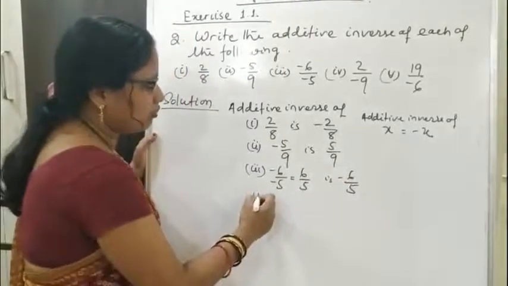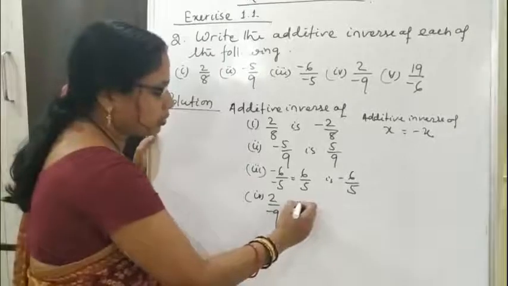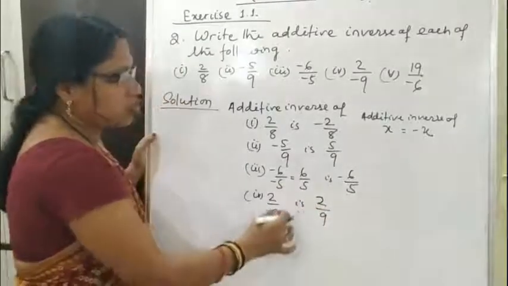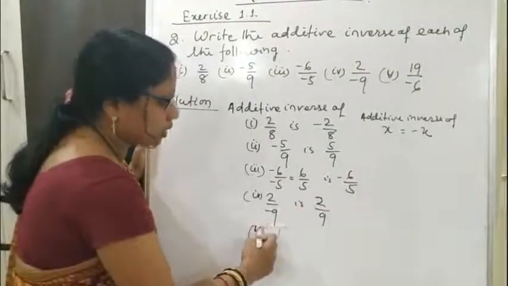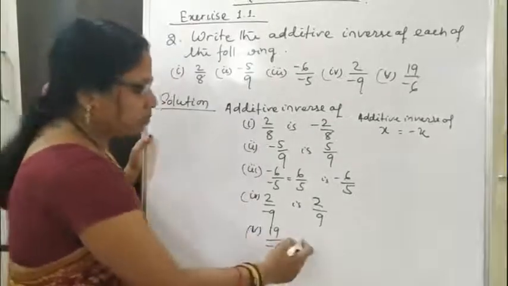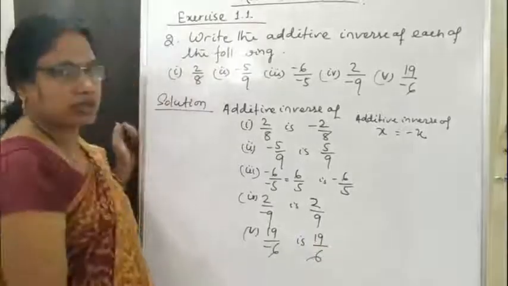Then part 4, 2 by minus 9. So this is minus 2 by 9, and the additive inverse is 2 by 9. Then the fifth one, 19 by minus 6. So this is equal to minus 19 by 6. The additive inverse is 19 by 6.